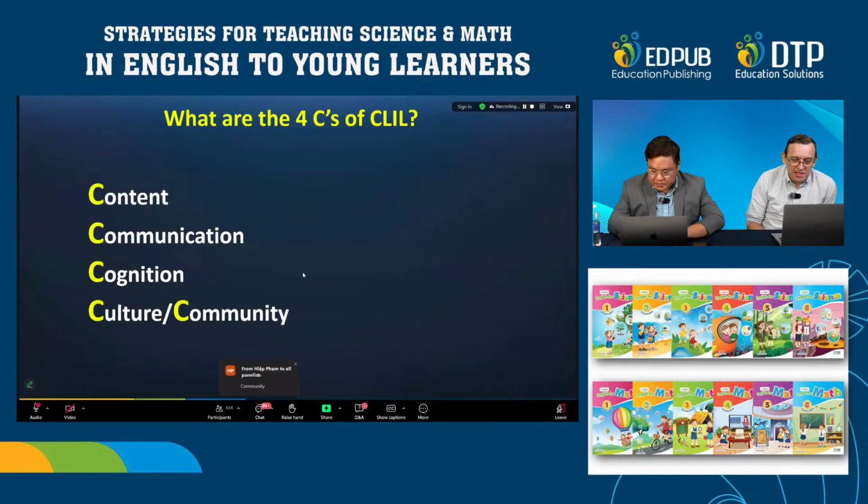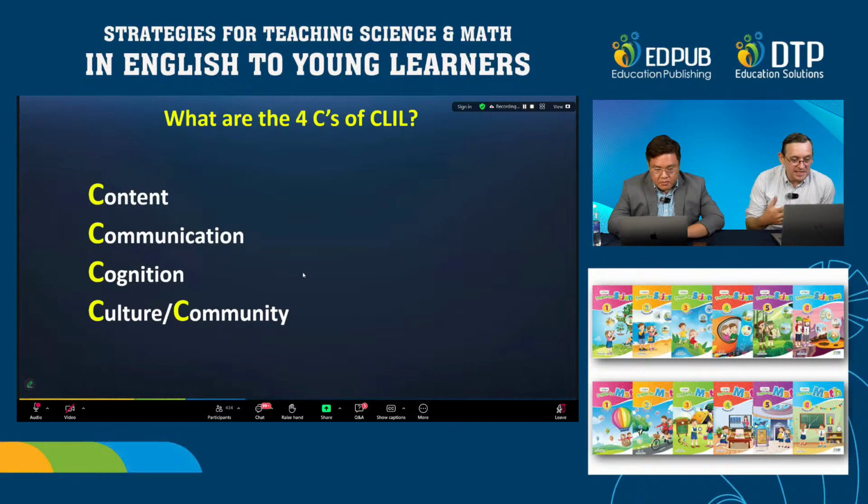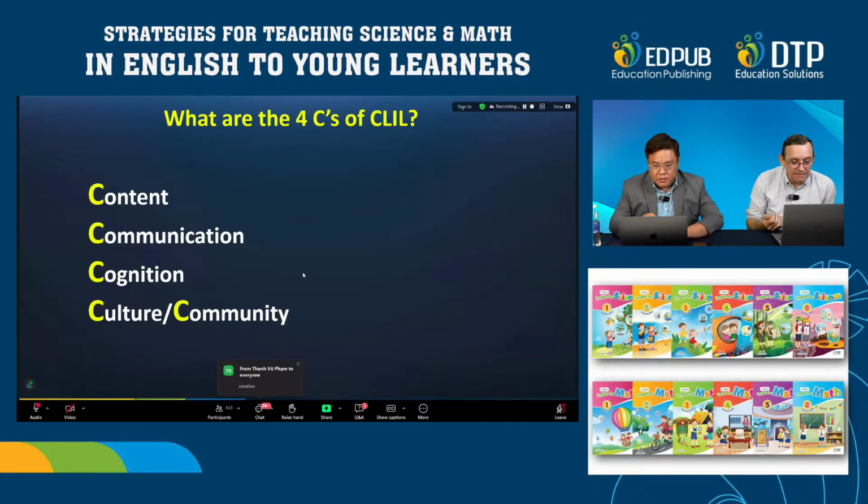So what do these 4 C's do? Sorry, I'll go back. Content is what is the science topic, or what is the math topic? Communication is what language will learners communicate during the lesson. Cognition is about the thinking skills that the students have to use in the lesson. And culture and community is obviously about cultural focus, but also it's about doing the right thing for your community. We're going to look at some examples of how these are used. So the 4 C's of CLIL.